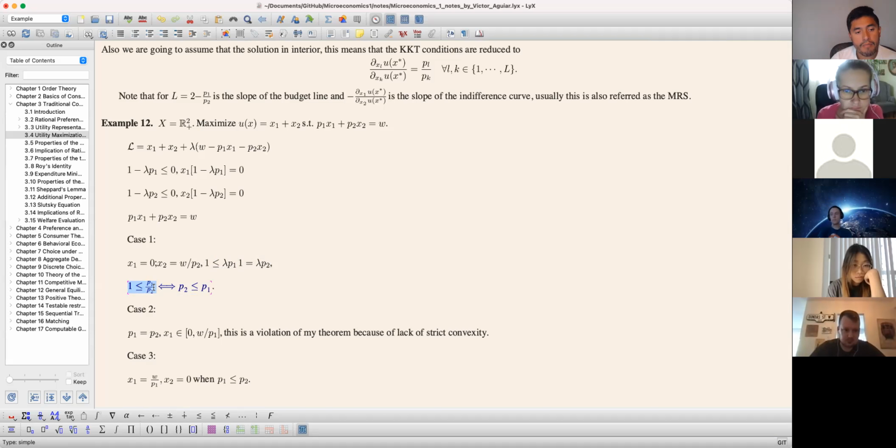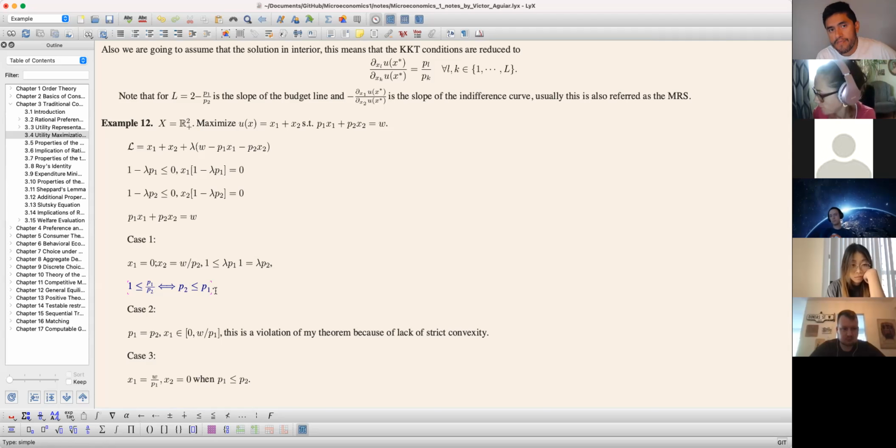This is telling me that P1 divided by P2 is greater than or equal to 1, which is equivalent to saying that P2 is less than or equal to P1. So these mathematics are telling me that whenever the price of 2 is less than or equal to the price of 1, I end up buying everything of good 2 and nothing of good 1.